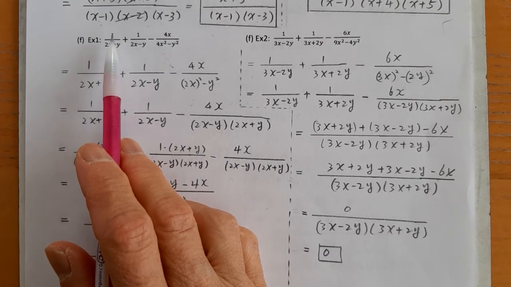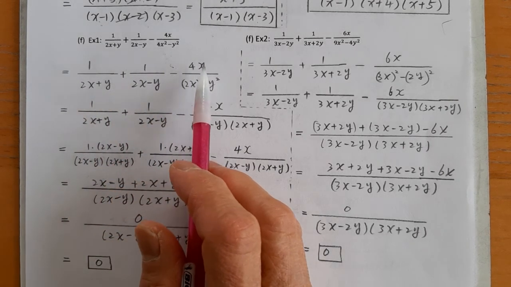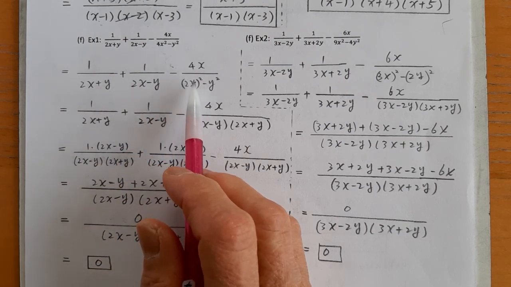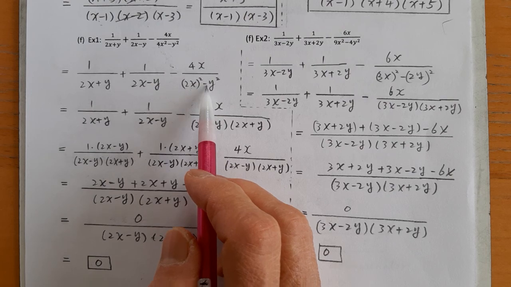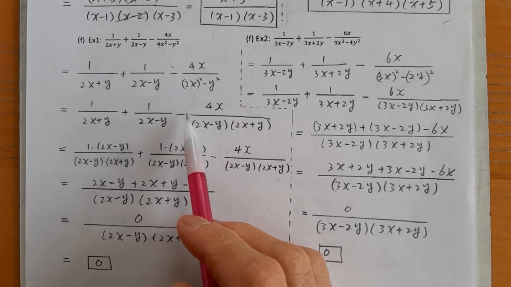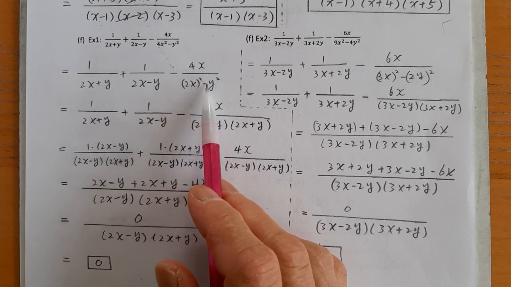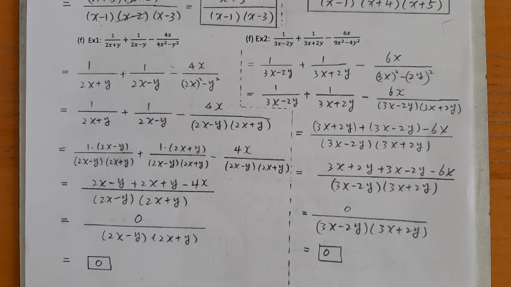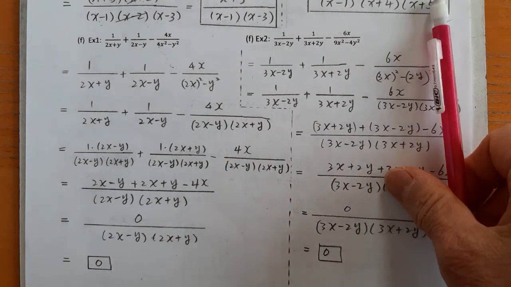First example: 1 over 2x plus y, plus 1 over 2x minus y, minus 4x over 4x squared minus y squared. You can write 4x squared as 2x in parentheses squared, as 2 squared is 4 and x squared is x squared. So the two are equal. Minus y squared. The first one, copy that. Second one, copy that. Minus 4x, copy that. This is the quantity 2x squared minus y squared. Use the difference of squares formula. You can factor as 2x minus y times 2x plus y.